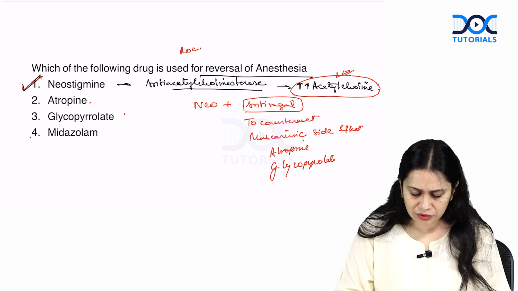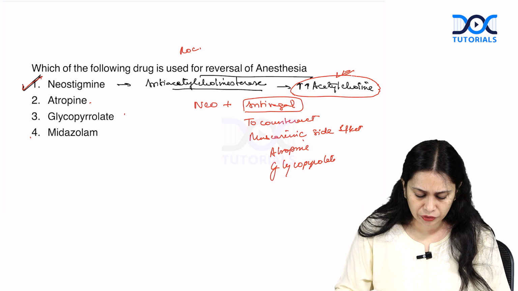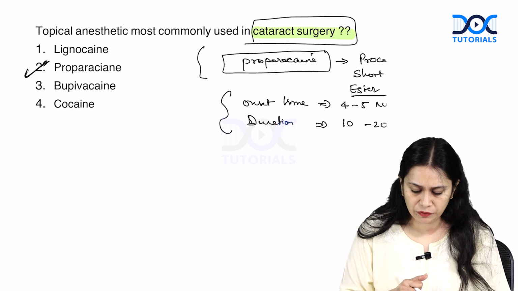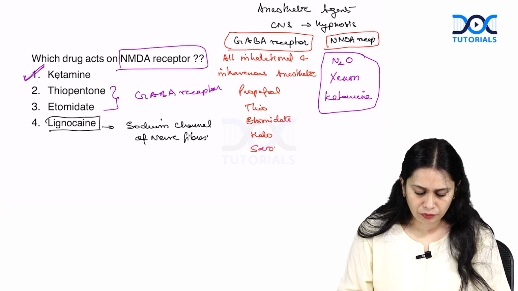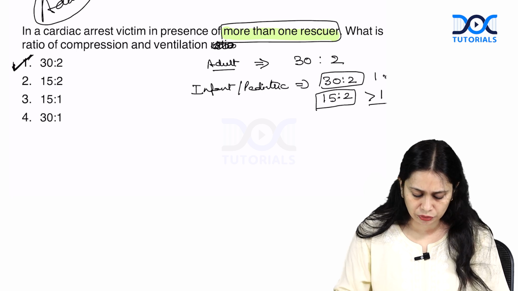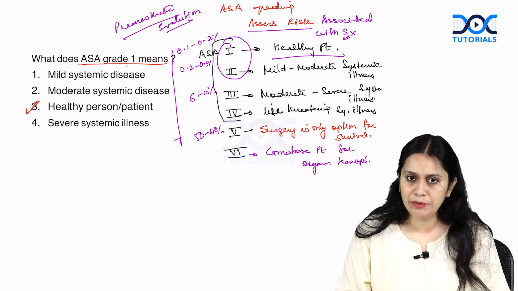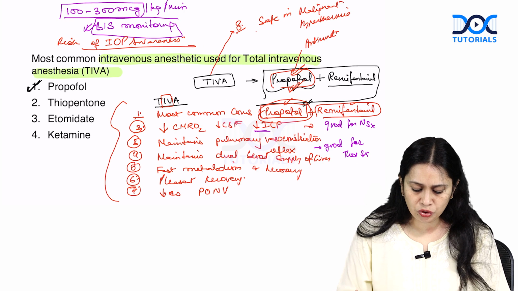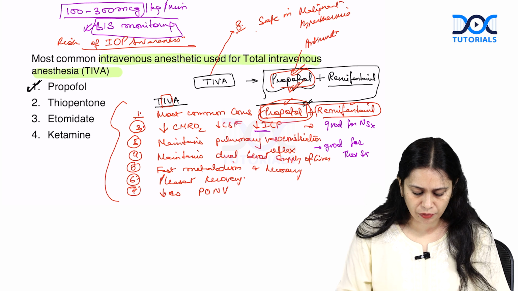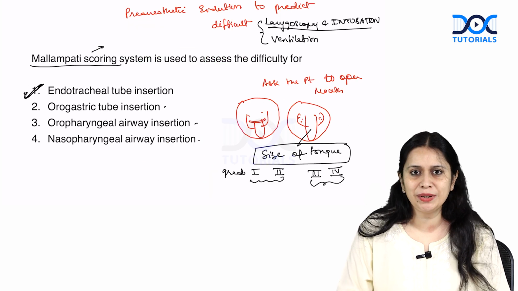Okay, so let us discuss all the questions which were asked. Which of the following drugs is used for reversal of anesthesia? Neostigmine. Topical anesthesia most commonly used for cataract surgery? Proparacaine. Then which drug acts on NMDA receptor? Answer is ketamine. In a cardiac arrest victim, in presence of more than one rescuer, what is the ratio of compression and ventilation? 30:2. And what does ASA grade 1 mean? Healthy patient coming for some surgery. Most common IV agent used for TIVA? Propofol. And the Mallampati scoring system is used to assess difficulty for endotracheal tube insertion.